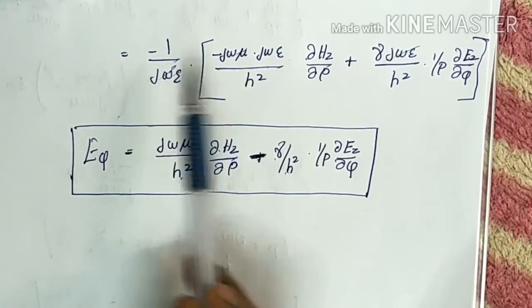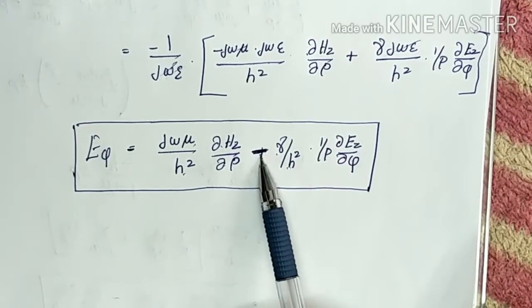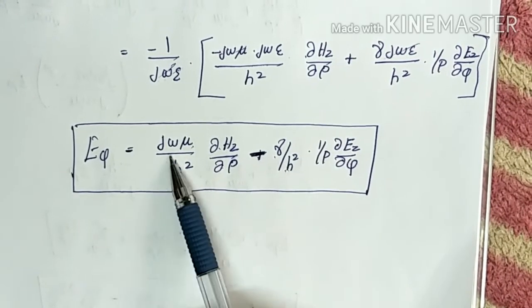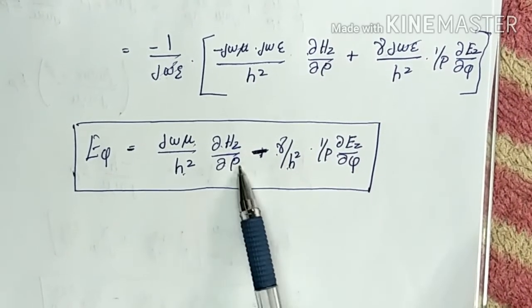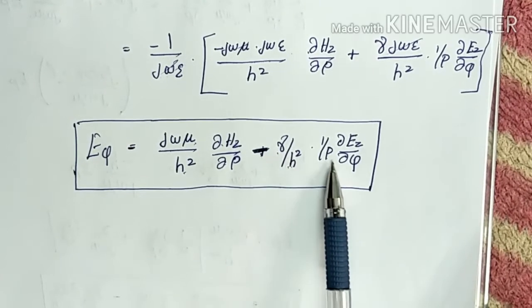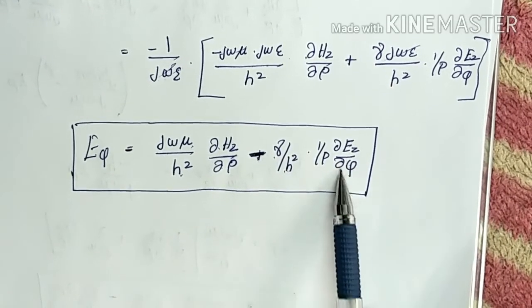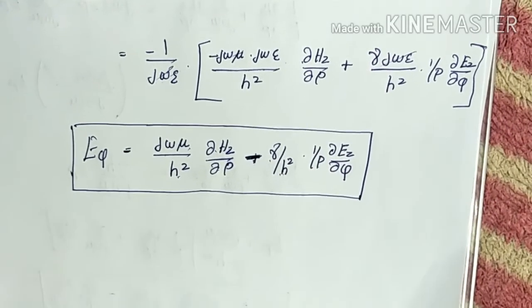So when you multiply this minus here, you will get minus, not plus. So E phi is equal to j omega mu by h square dou Hz by dou rho minus gamma by h square into 1 by rho dou Ez by dou phi.